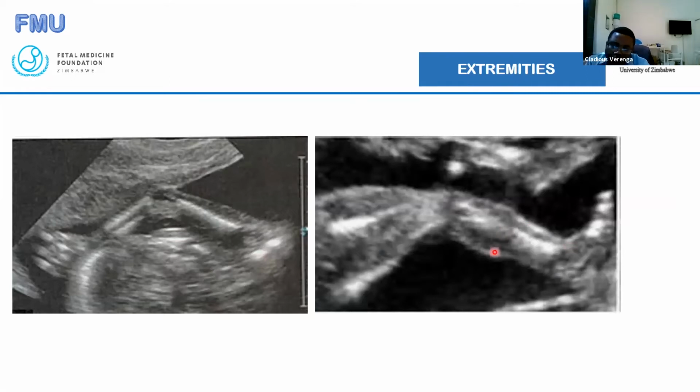Then the extremities have to be checked to make sure that all the extremities are there. You don't want to tell a woman with phocomelia, where there are absent limbs, that your baby is normal, yet the baby does not have the limbs. So you always have to confirm that the extremities are present.